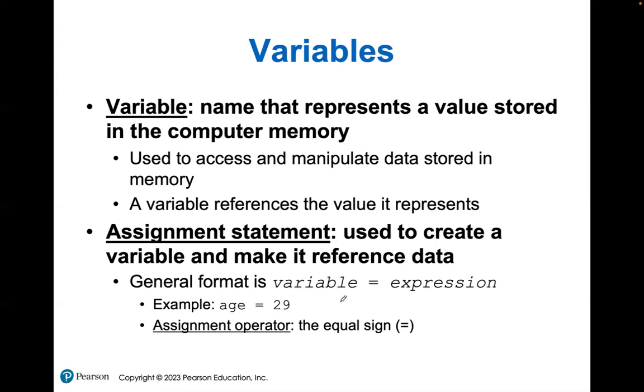This is the general format of assigning some data to a variable. You're going to have your variable name, you're going to put an equal sign, and you're going to put whatever data you want to be assigned to that variable. In this case, we have a variable called age, and we are assigning 29 to variable age. Right now, we have this variable age that stores the number 29 for us. So it's nothing too complicated.